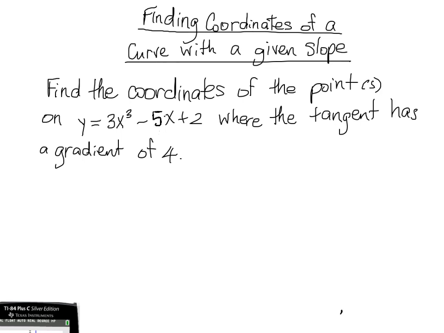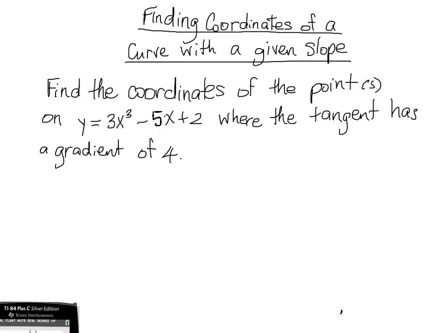In this video, we'll be looking at how to find the coordinates on a curve if you're given the gradient at that point. So in this case, we're given the gradient, or the slope, it's 4. So we know that at a certain point, or perhaps points, the slope of this curve is 4, and we want to find out where that is.